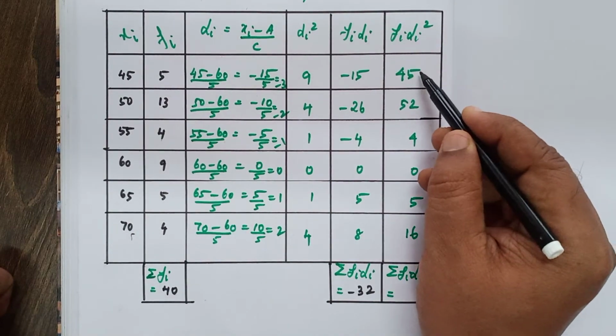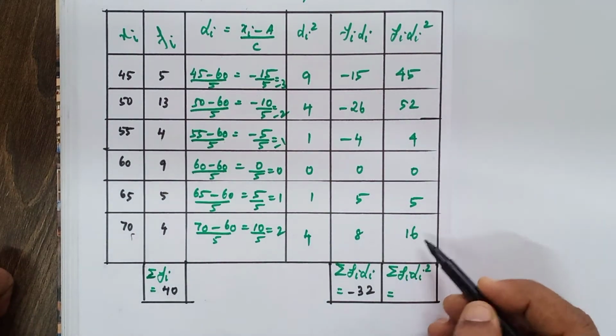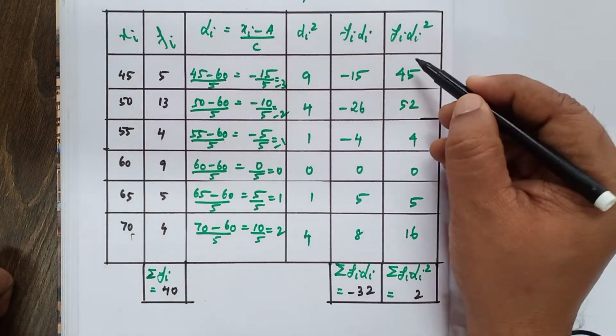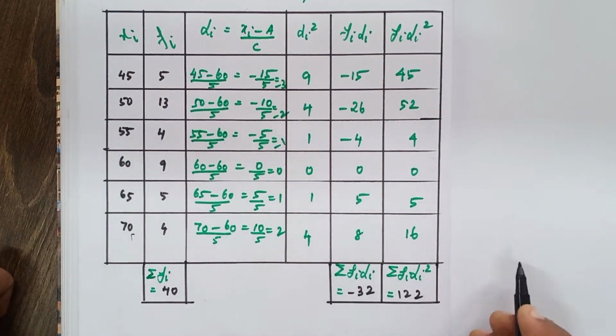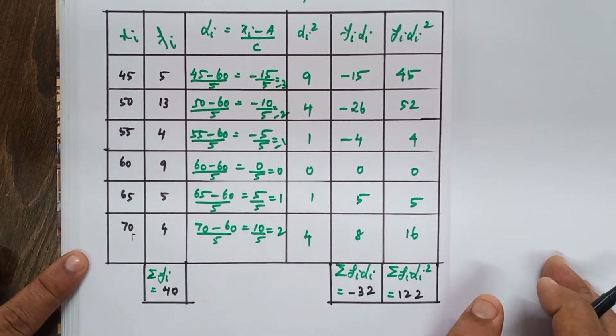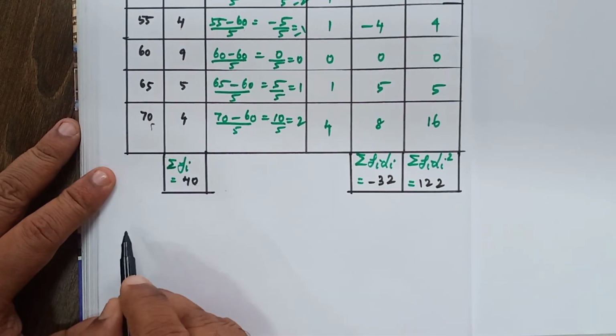Here 5 plus 2 is 7, plus 4 is 11, plus 5 is 16, plus 6 is equal to 22. Balance 2 plus 4 is 6, plus 5 is 11. 11 plus 1 is 12. 122. Now we can write the formula for standard deviation.